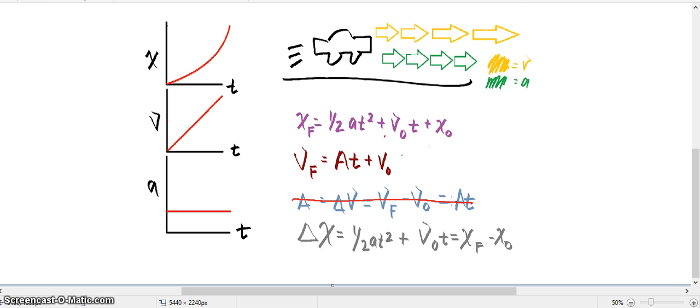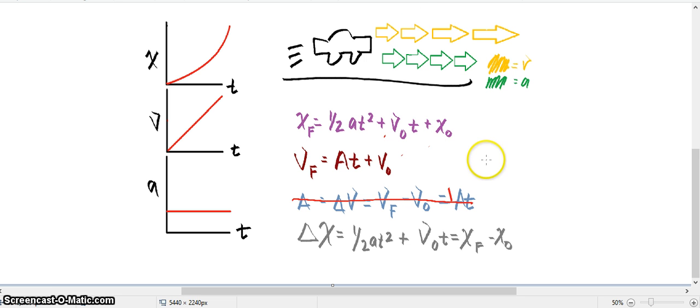If you subtract the initial position up here from both sides, we'll get final minus initial would equal 1/2 at squared plus v naught times t. And so that just means that if you want to find the difference between where you started and where you ended, that's how you do it.